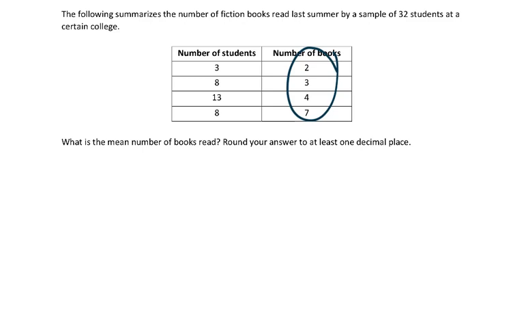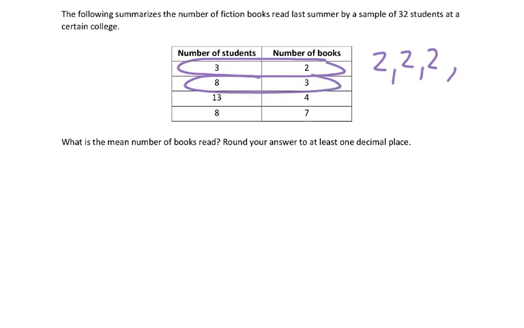What this is saying is, if we look at this table, that within this first row, there were 3 students who read 2 books. So really, it's like listing the number 2 three times. And if I look at the second row, that's like saying 8 students read 3 books. So you have to list 3 eight times, and so on. You could do it that way. You could list out all the numbers if you'd like, but that is a little tedious and sometimes too cumbersome to deal with.